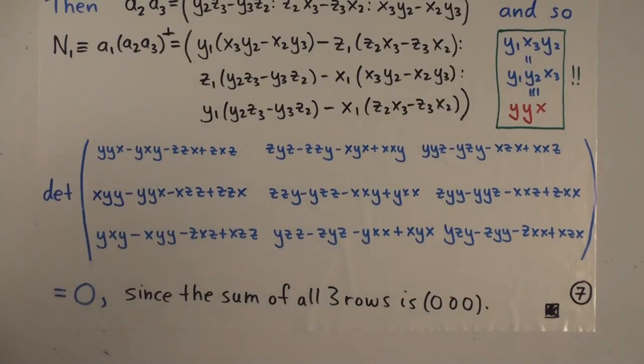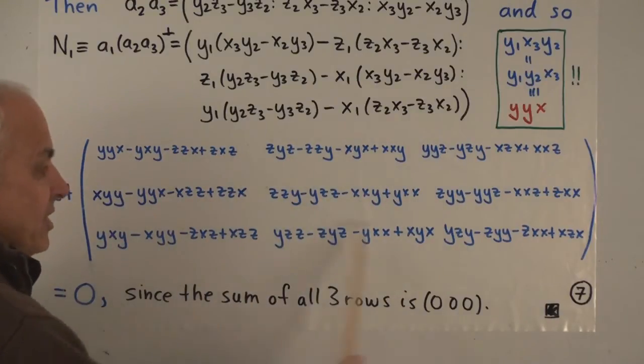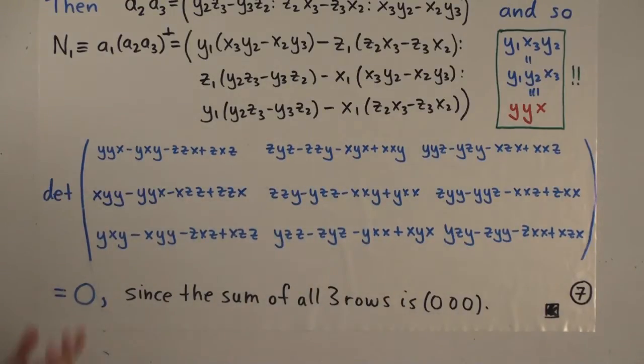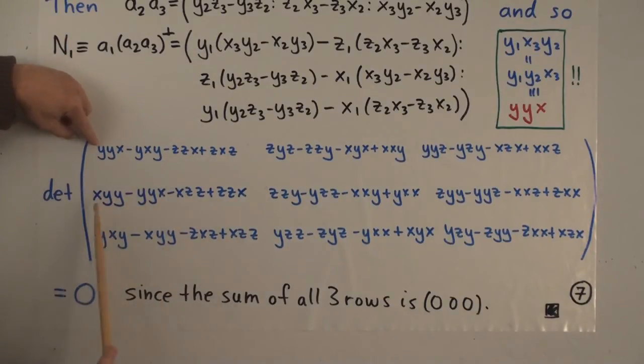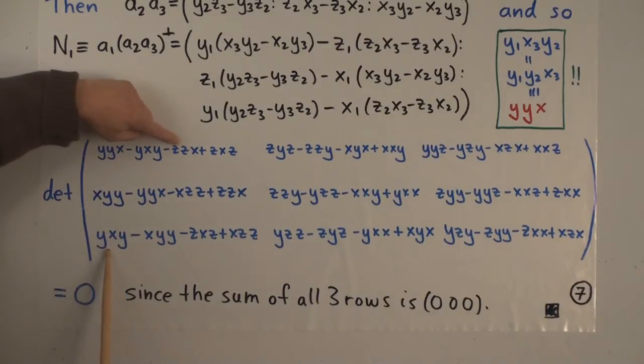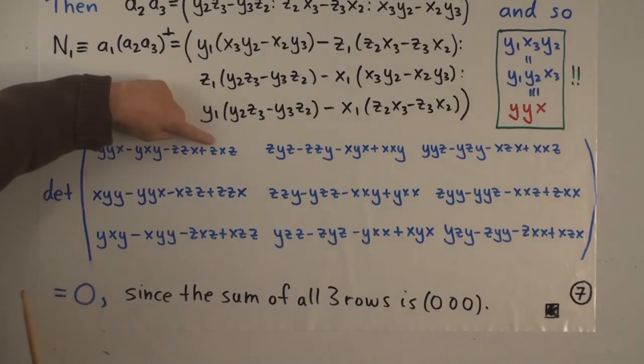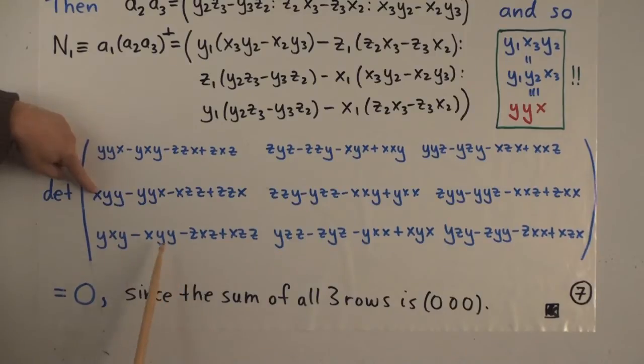The observation is that if we add these 3 rows together as a vector, we get the vector 0, 0, 0. In other words, this term plus this term plus this term is 0. Everything cancels. Let me show you that. So y(x), where can we find that y(x) again? Right there it is with a minus sign. yxy, it's got a minus sign there, it's got a plus sign there. zzx with a minus sign there, a plus sign there. zxz, a plus sign there, and a minus sign right there. xyy, plus there, minus there.